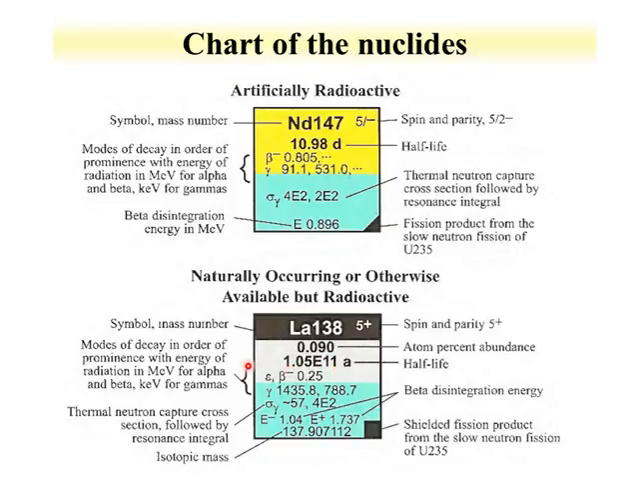And again, here's the disintegration. And this decays by electron capture, beta minus, and then gamma, and here are the cross-section information. And this is something called the shielded isotope from the thermal neutron fission of uranium-235.